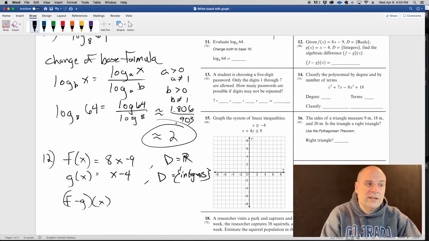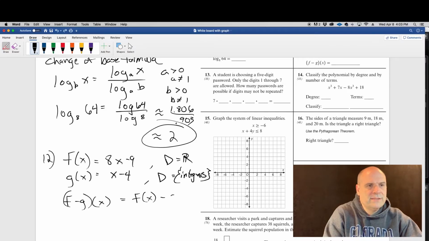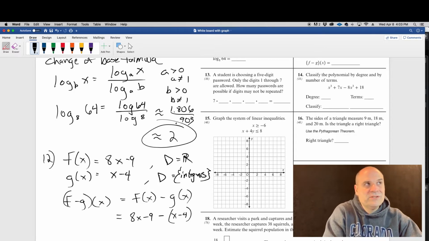Okay, so all we're gonna do is we're gonna subtract the function g from the function f, okay? So this equals f of x minus g of x, okay? So that's 8x minus 9 minus (x minus 4). Make sure you put those in parentheses because you're gonna have to chicken scratch that.